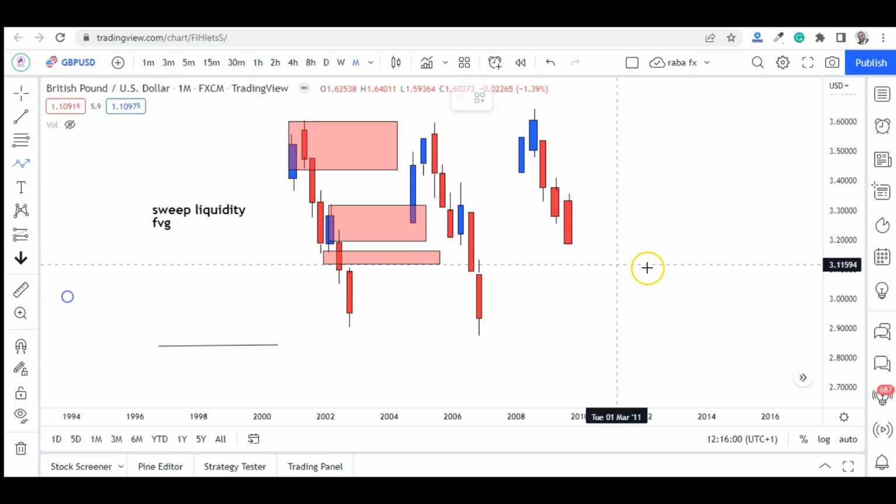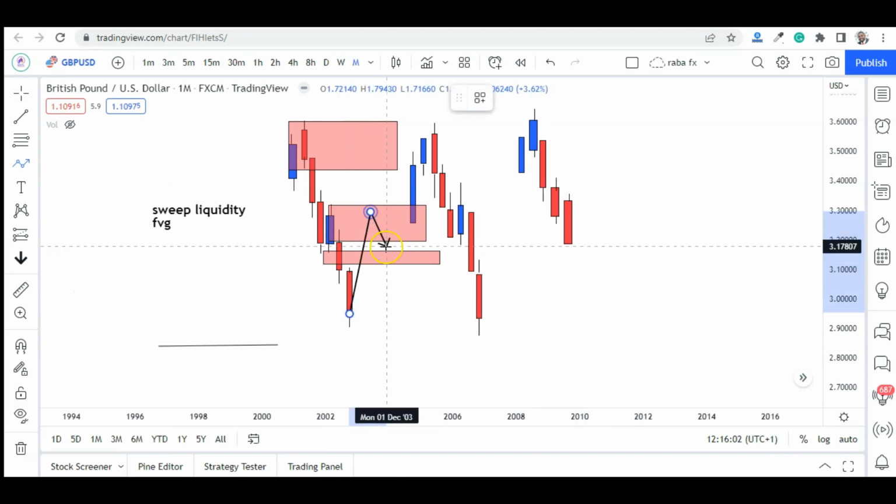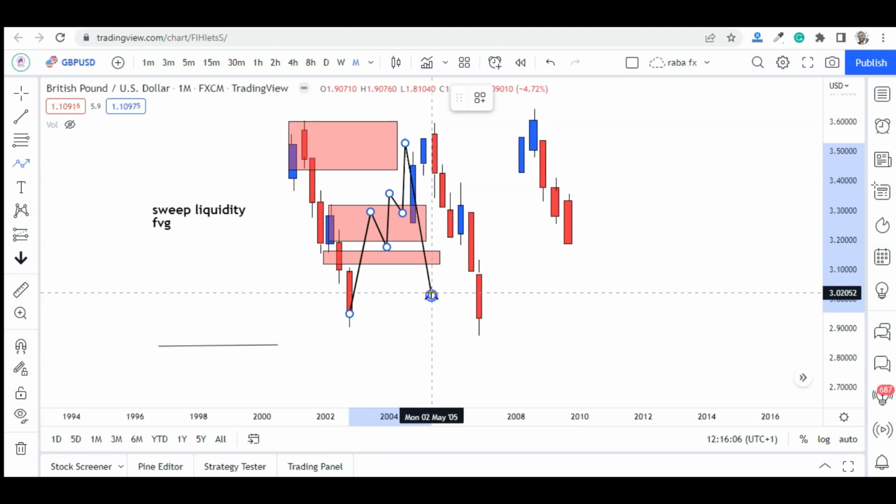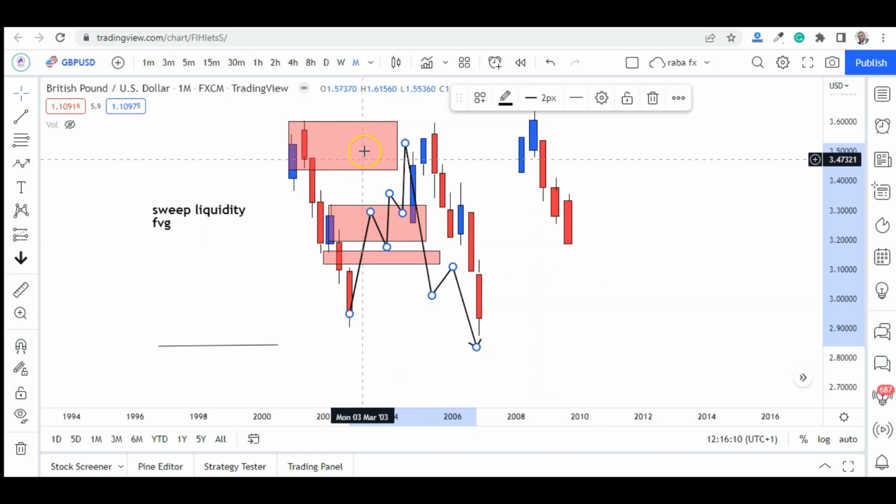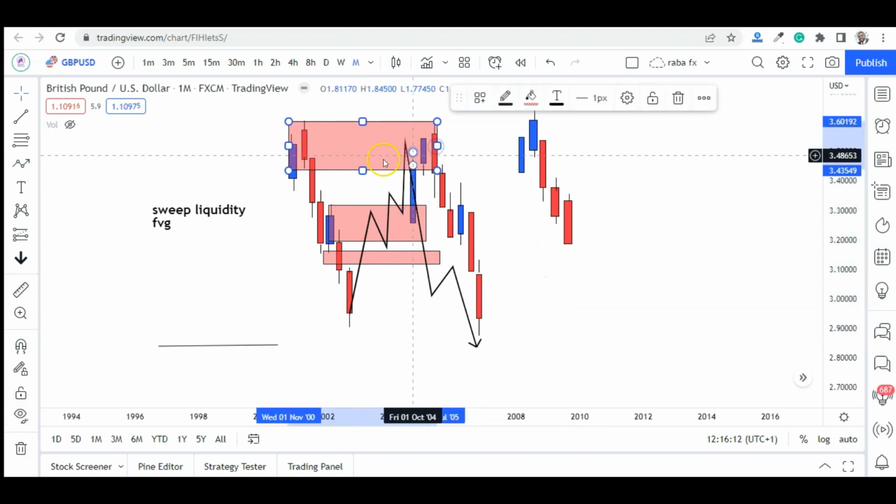So in this case, the market comes up, taps into this zone, and then moves to the downside. If this was on a higher time frame, you can then switch to a lower time frame to also look for a confirmation for a better risk to reward ratio.